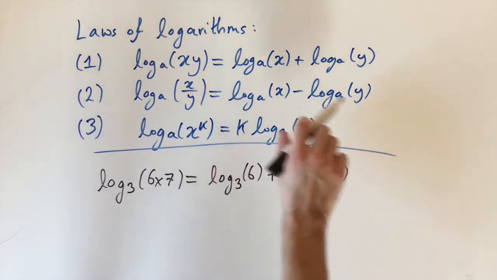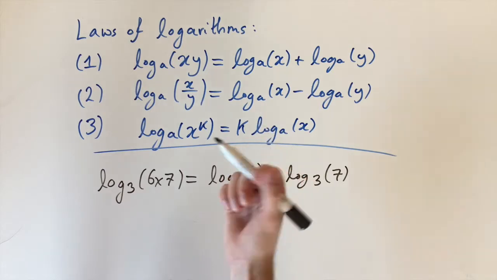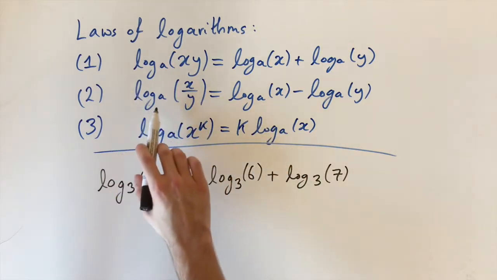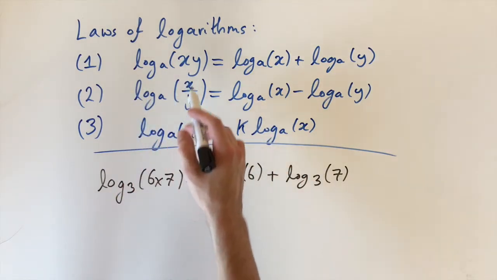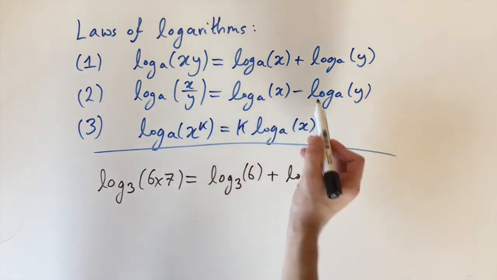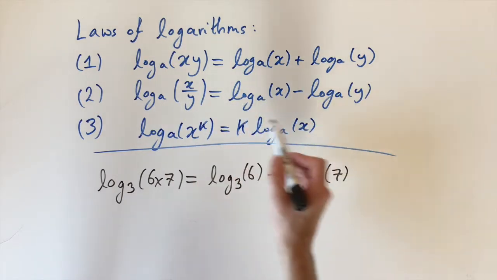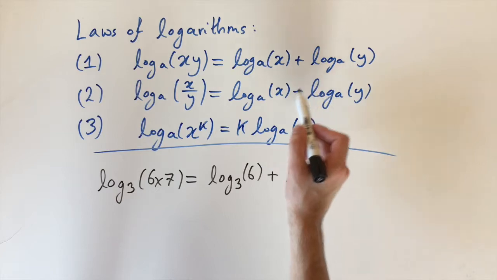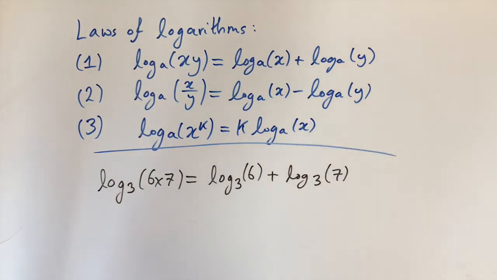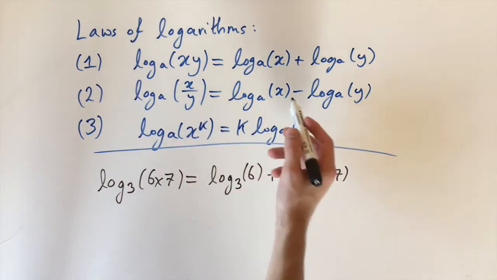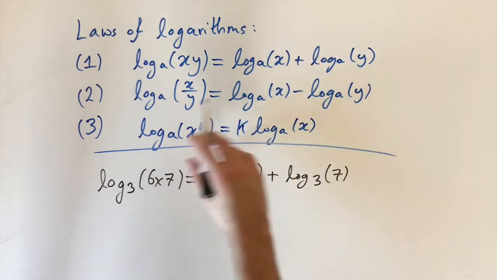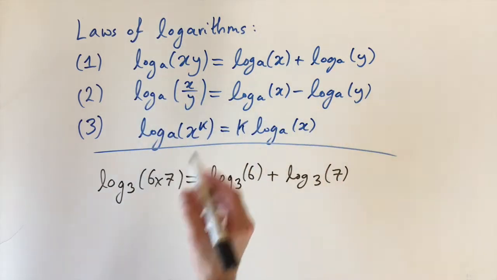The second one is typically called the law of division, and this is because if we have the log base a of x divided by y, we can write that as the difference of two logarithms. So log base a of x minus log base a of y. And what's nice is we can also use this backwards. So if we have two logarithms subtracted from each other, we can express that as a division. So let's look at an example.